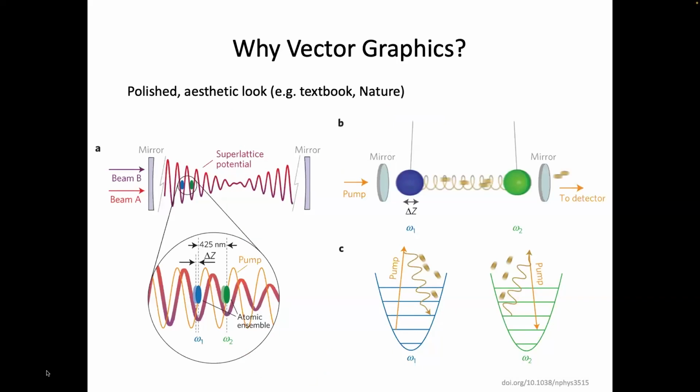All right. Another reason, going back to this idea that there's not as high of an artistic skill barrier to vector graphics, is that you can create a very nice polished aesthetic look, the things that you see in textbooks or the typical Nature magazine look, without having much of an artistic background, just because you can manipulate these parameters in a very mathematical and systematic way. So you can create things like this.